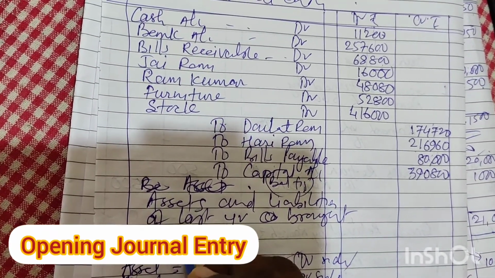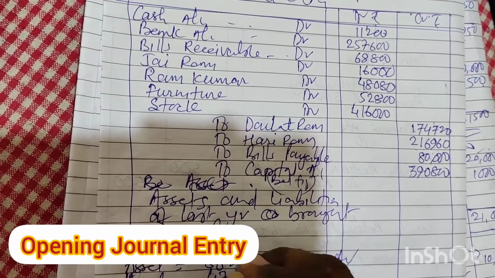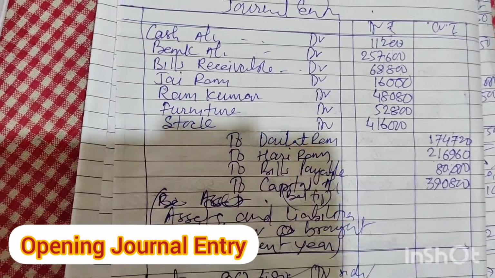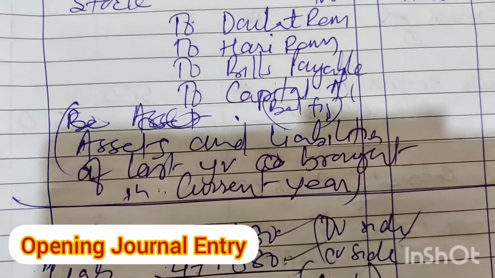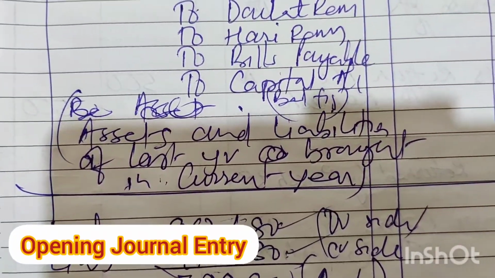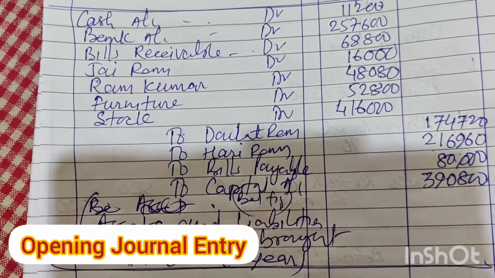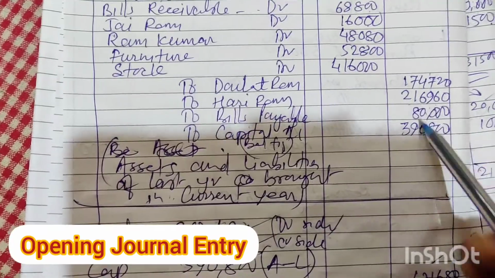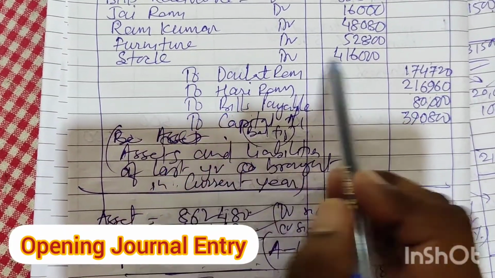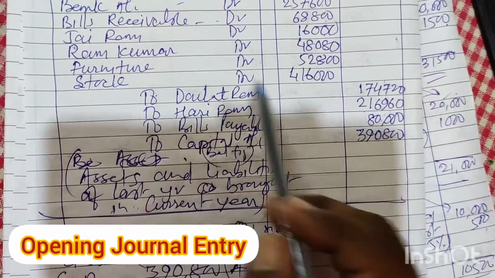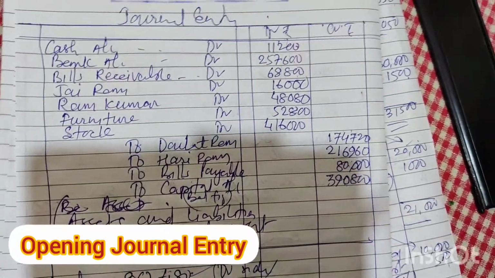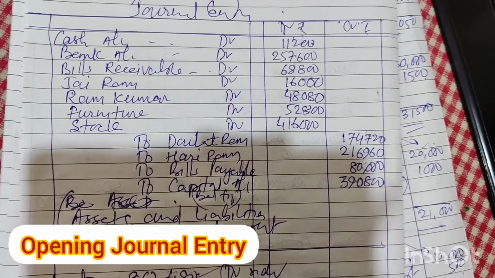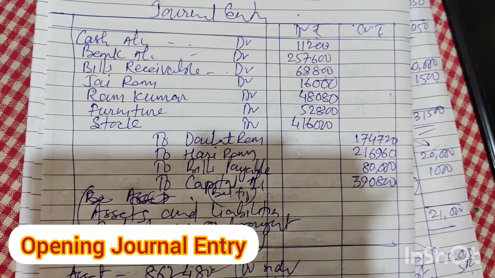Assets and liabilities of last year brought in the current year. So this is how we do the opening journal entry. But sometimes, if the credit side is more, then you will get goodwill on the debit side here. So this is how we write an opening journal entry. I hope you have understood. If there is any doubt, please text me. Okay.